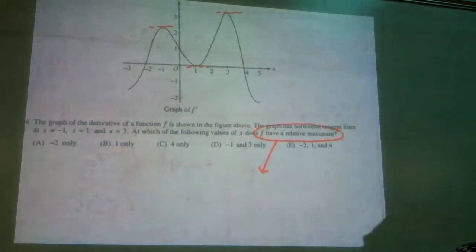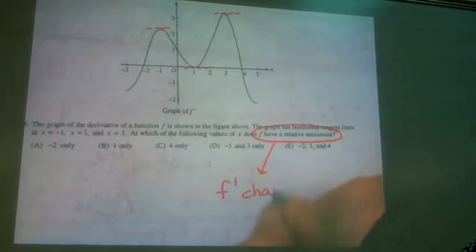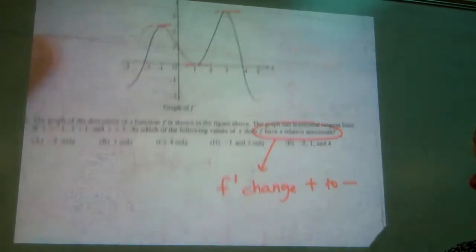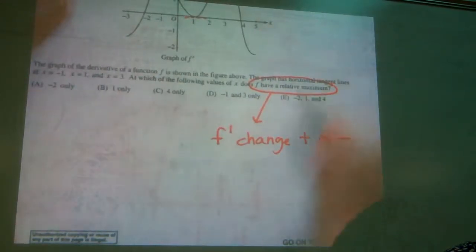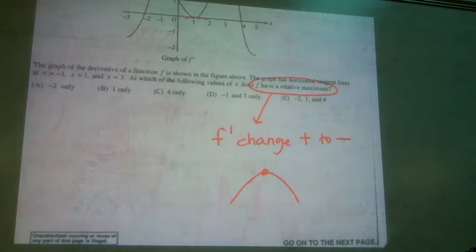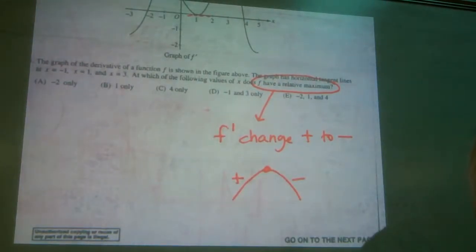When you see that, that's asking you where does the derivative change from positive to negative. That's what makes a maximum, is for you to go from having a positive slope to having a negative slope. You'll have a maximum anywhere that happens. Positive derivative, negative derivative, positive slope, negative slope.